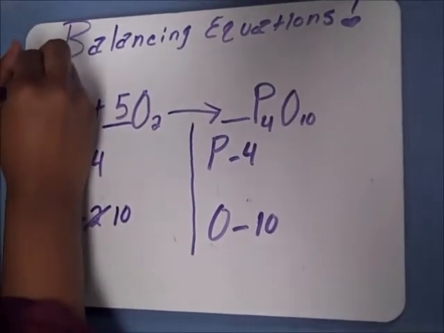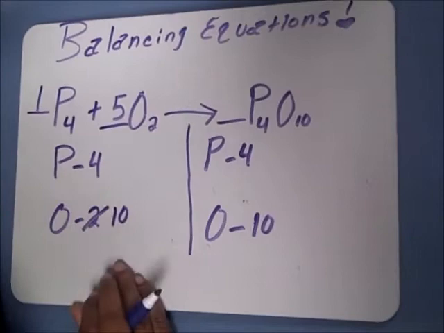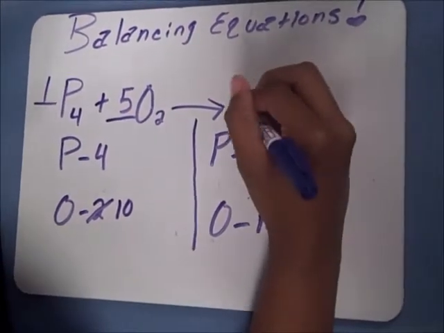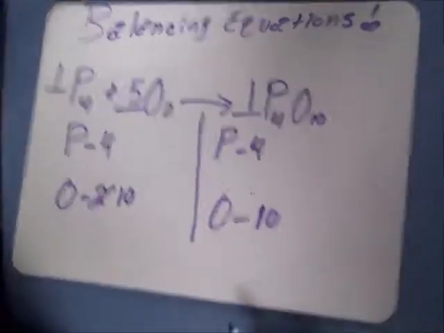Then you're going to come back up here and see what goes in this line. 1 times 4 equals 4, so keep that like that. And then come over here and do 1 times 4 again. And there you have it. 1, 5, 1.